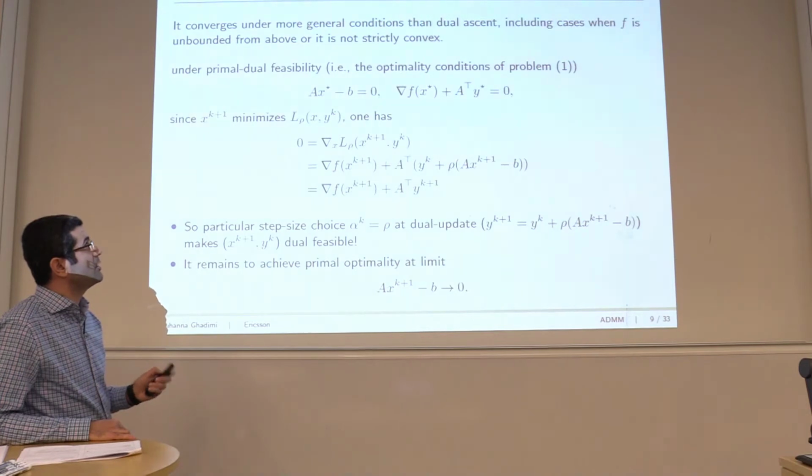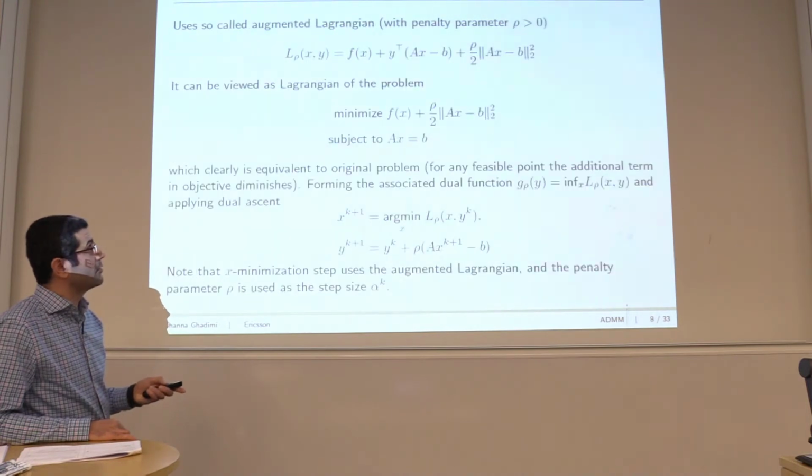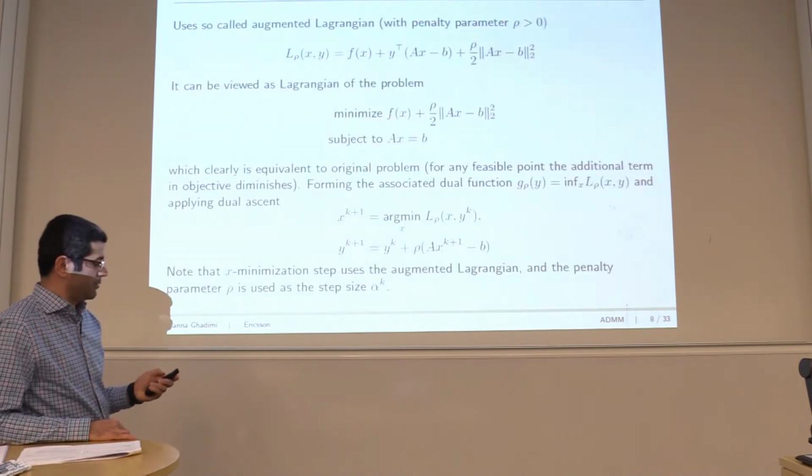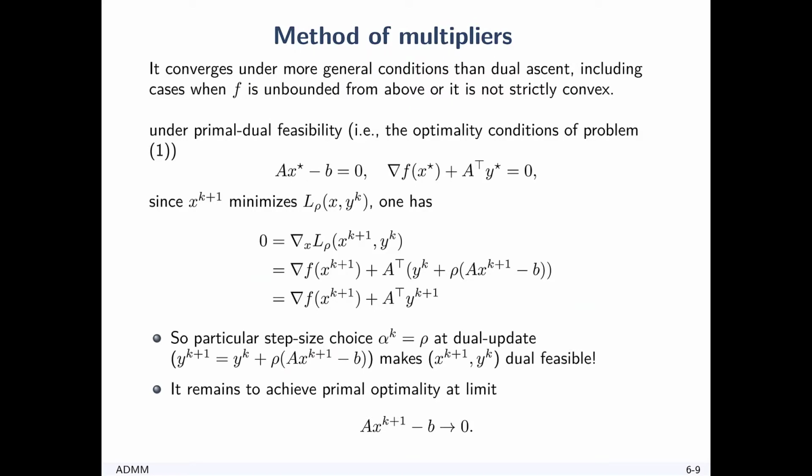So, let's look at the optimality conditions of problem 1. Problem 1 is the same problem, the problem with the augmented Lagrangian term. The first optimality condition is the primal residual, the primal feasibility, meaning that your constraint should be feasible at the optimality x star.